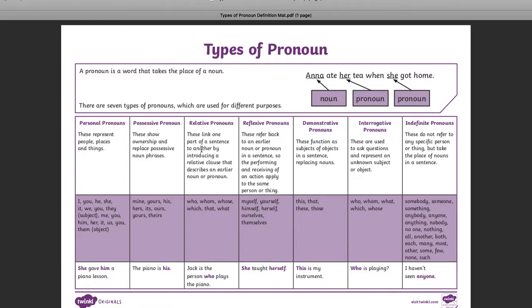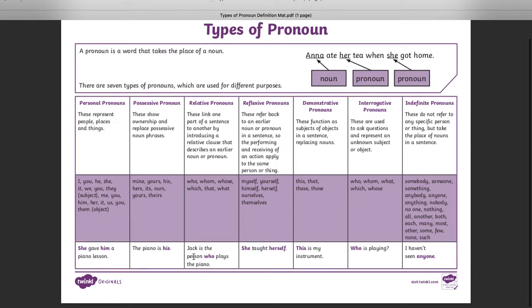Next one, relative pronouns. These link one part of a sentence to another part by introducing the relative clause that describes an earlier noun or pronoun. So here's an example: Jack is the person who plays the piano. So it links Jack to the person who plays the piano.